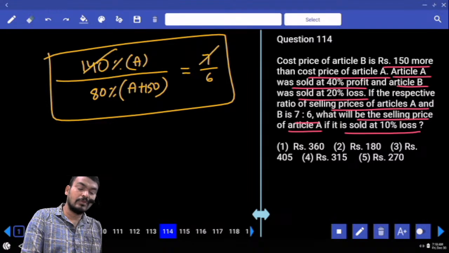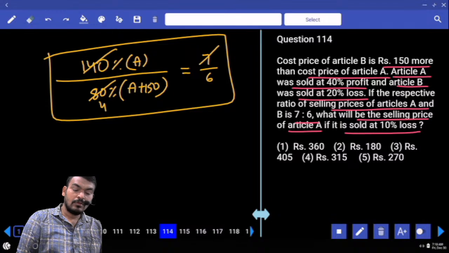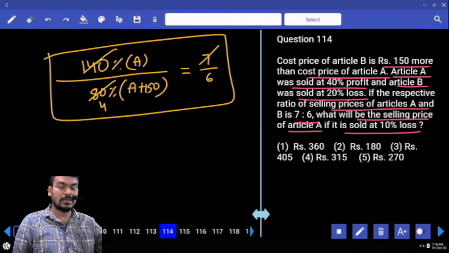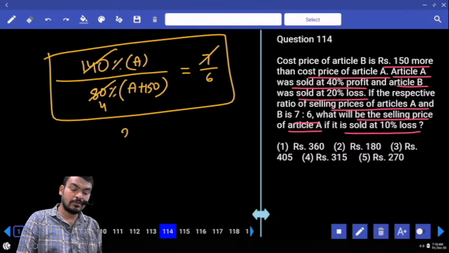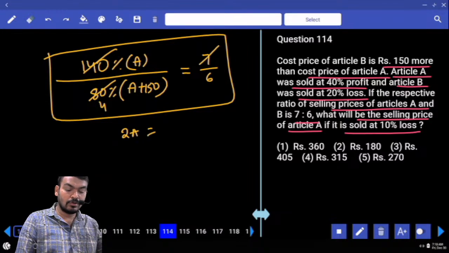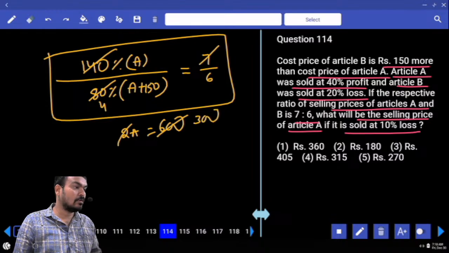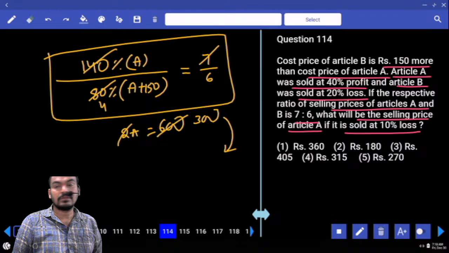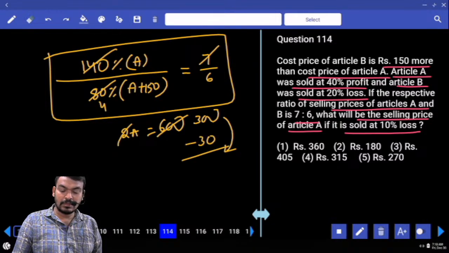7 how many times 140? 20 times. 20 how many times 80? 4 times. One is 6A, another one 4A. What is the difference? 2A. And 4 into 150 is 600. 2A is 600, so A is 300. Again, it is sold at 10% loss. What is 10% of 300? 30. Then the selling price will be 270.